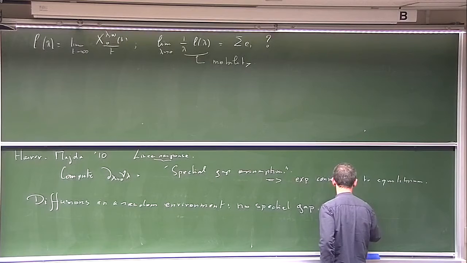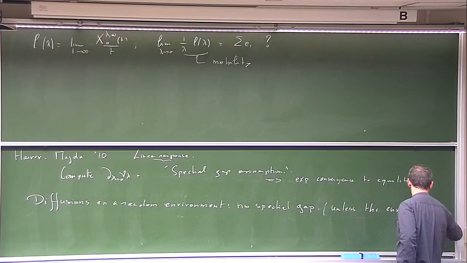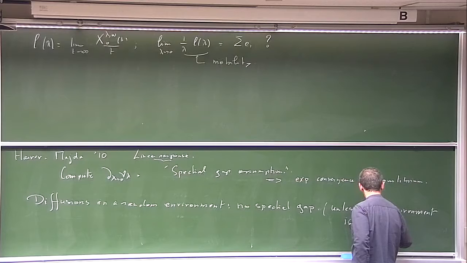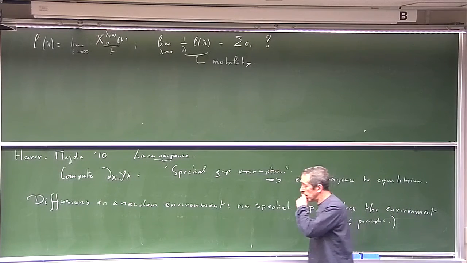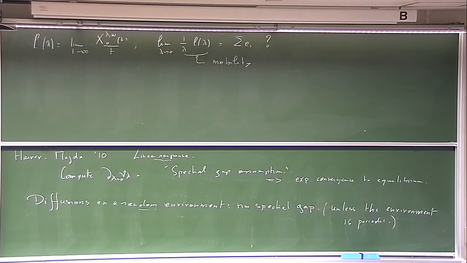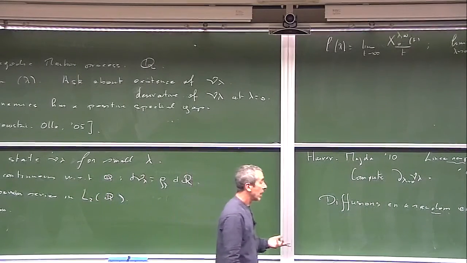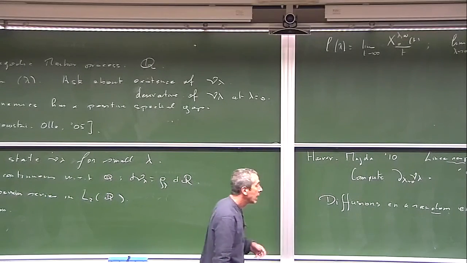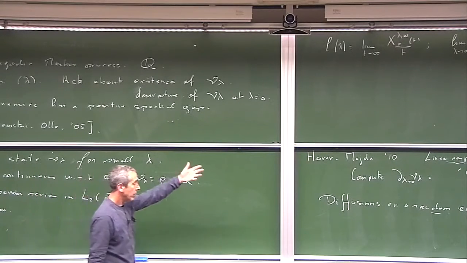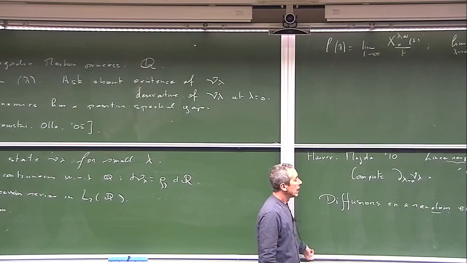So unless the environment is periodic... now, okay, so if the environment is periodic, then you can apply the Komorowski-Olla result, for instance. But as soon as the environment is random and non-periodic, you lose the spectral gap property. Therefore, we are not in these frameworks, and we have to find another way to approach the problem.